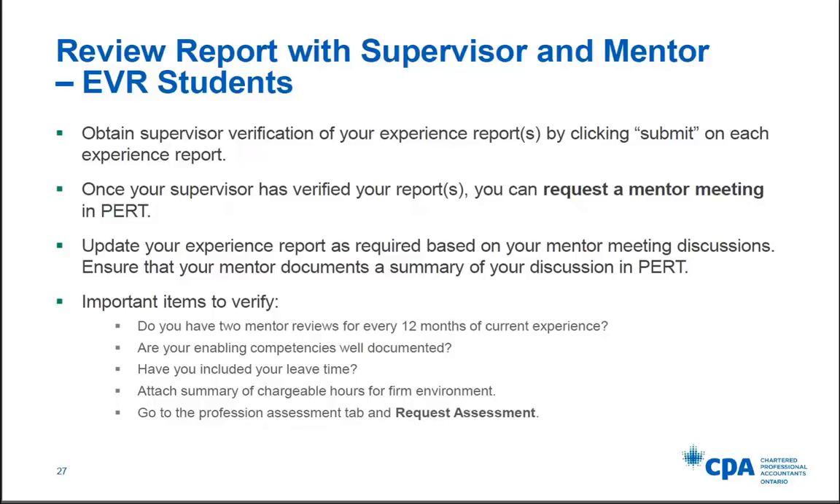You would update your experience report as required based on your mentor meeting discussions. Ensure that your mentor documents a summary of your discussion in PERT and mark the meeting completed. Important things to check before you submit your assessment are semi-annual mentor meetings. Did you have your meetings every 6 months and documented in PERT? Are your enabling competencies documented the CPA way? Are your leave times documented for each experience report? And your summary of chargeable hours if it is applicable to you.